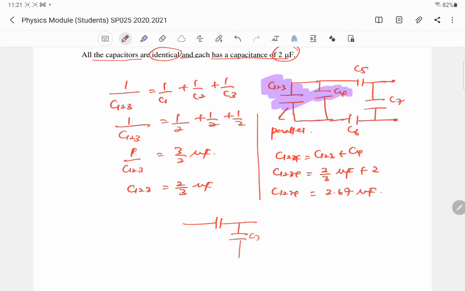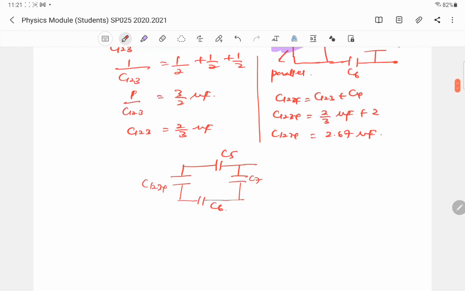Okay, kita combine C7, C5, kat ni akan jadi C1234. Okay, this one is C6. So bila combine, kita combinekan dulu this one, this one is C5. Okay, kita combinekan ini. Yang ni tak boleh combine lagi ya, sebab yang ni kita sambung kepada power supply. Okay, power supply positif dan negatif kita kata.